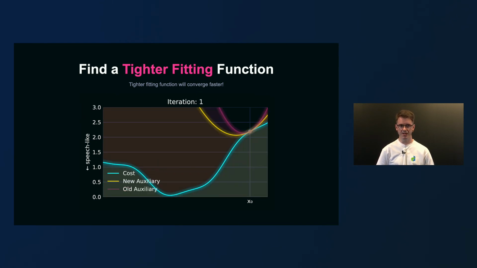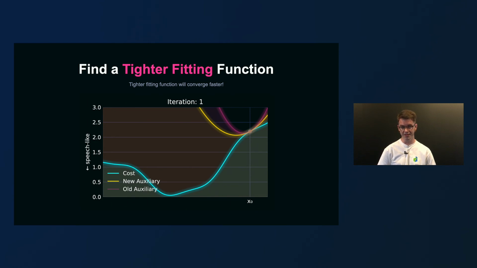So here, we have in pink the same function that we had before. And then we have in yellow a new auxiliary function. And it also touches the blue line at x0. And it is also always above the blue line. However, it is a little bit more fitting.